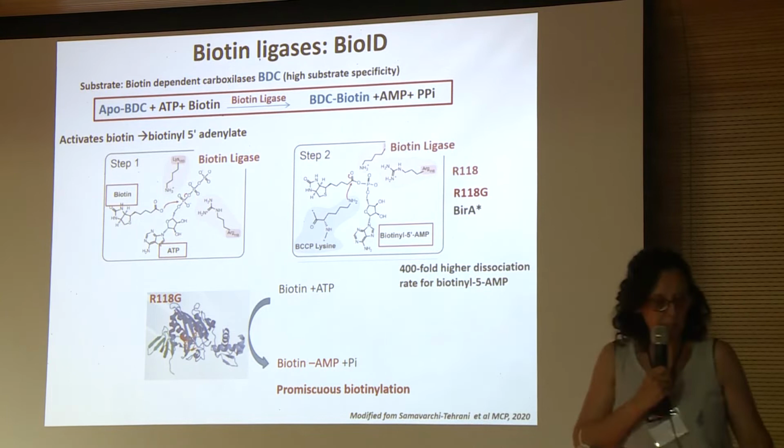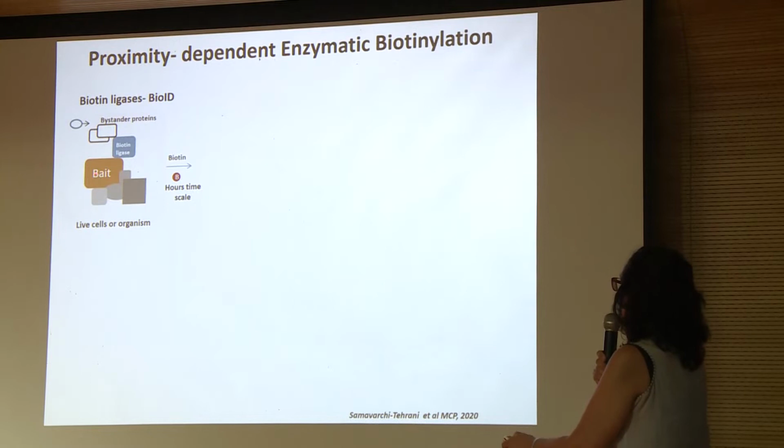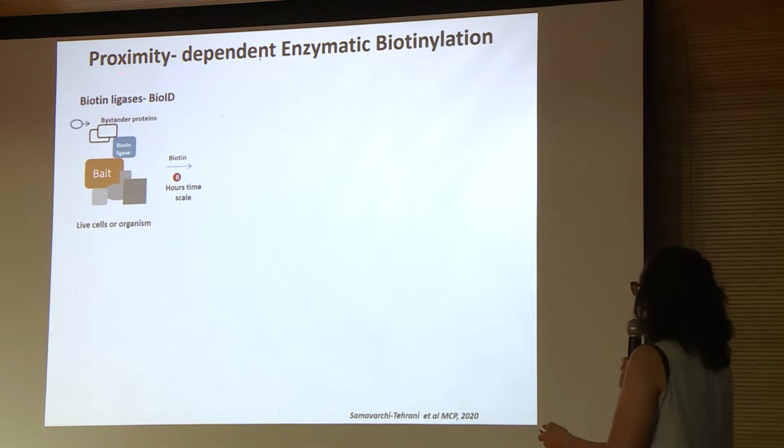So this is the basis of the method. In a cell that expresses this bait linked to the biotin ligase, you have many interactors, and you also have proteins that do not interact but are there because they share the same subcellular localization, and other proteins that move around the cell.